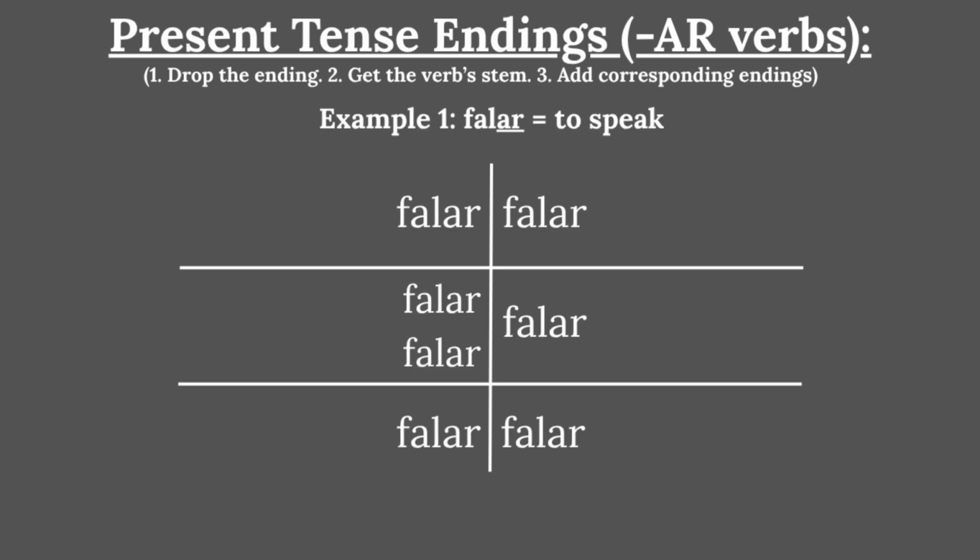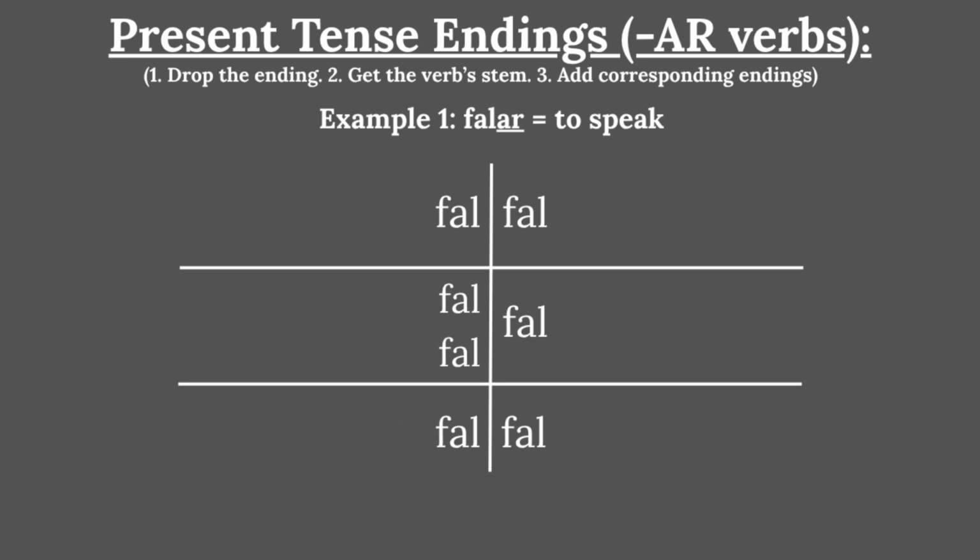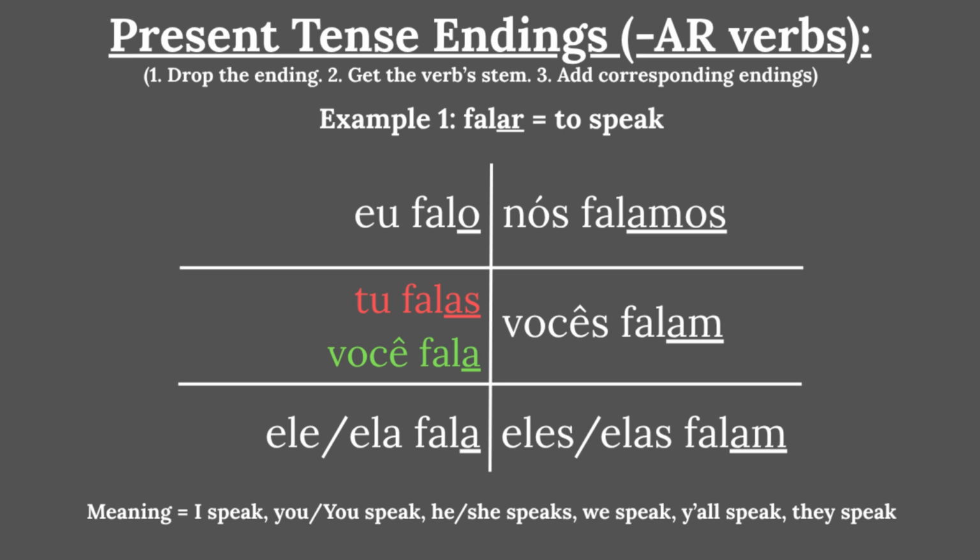To conjugate falar in the present, drop the ending, get the verb stem, and add the endings that match the category. For eu, add -o. For tu, add -as. For você, ele, ela, add -a. For nós, add -amos. For vocês, eles, elas, add -am.